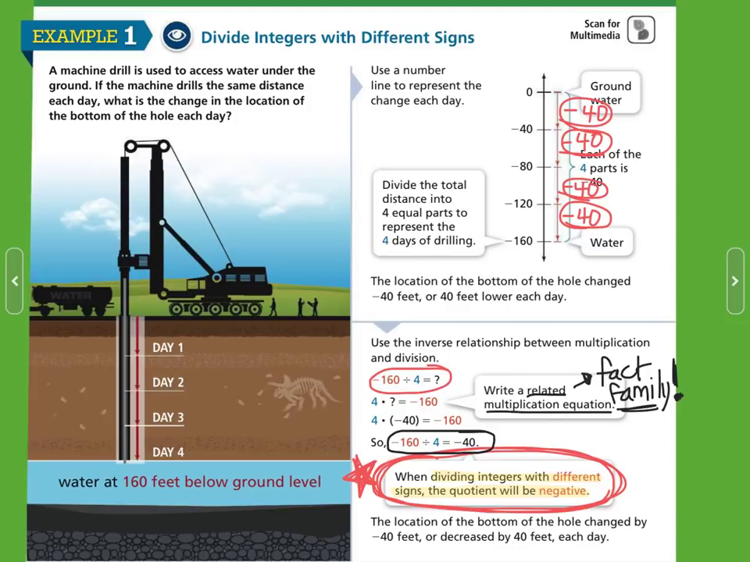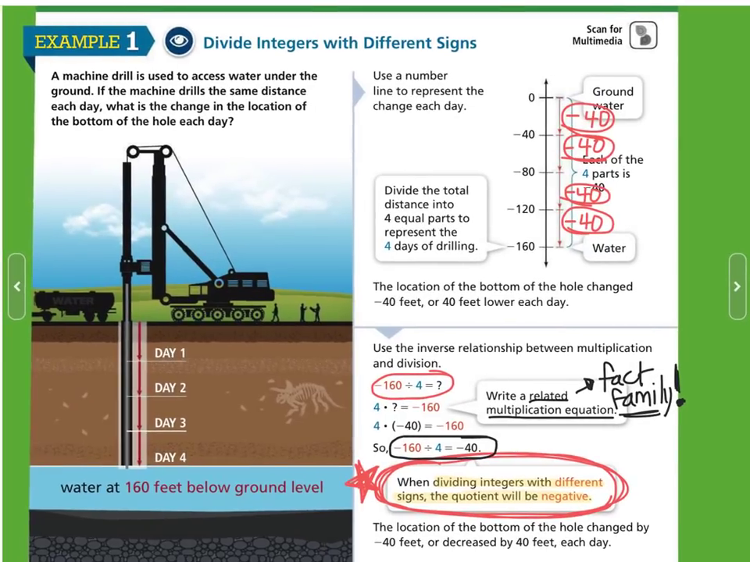And you can see that right here. So when we look at this from a related fact family, you can take the multiplication fact and turn it around into the division problem that means the same thing to see how to divide those integers.